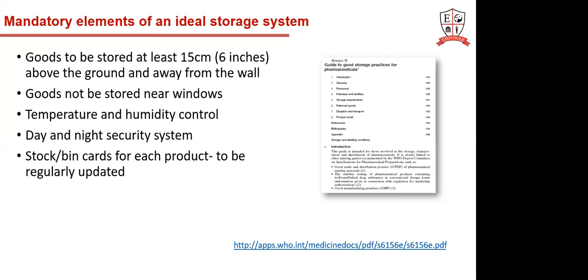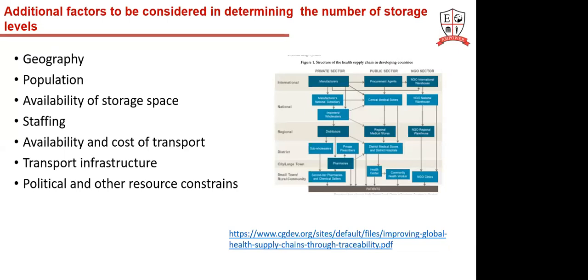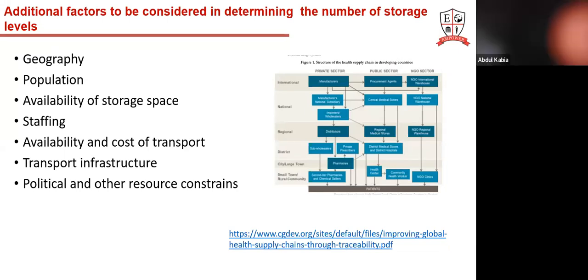Next slide. When we talk about storage, we have some mandatory things we need to look at. Commodities should be 16 centimeters or 6 inches above the ground and away from the wall. It is not acceptable to place medical commodities on the floor or close to the wall because they may be damp, and they will be destroyed. Goods are not to be stored near windows, because we don't want direct sunlight to interfere with our products, and there are chemicals. That is why we want the stores to have thermo-hygrometers, and they should be monitored regularly.